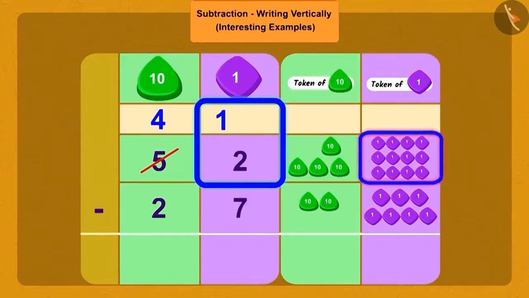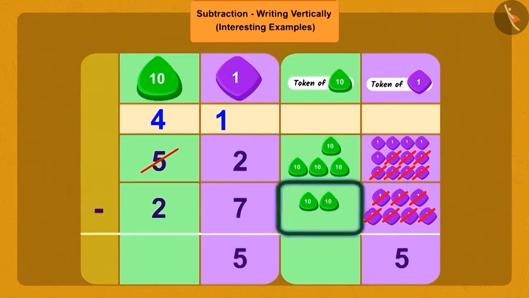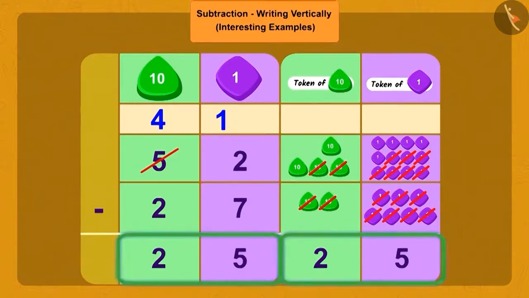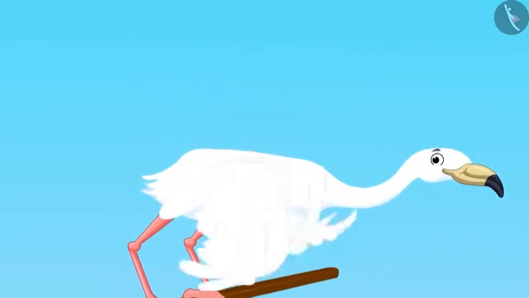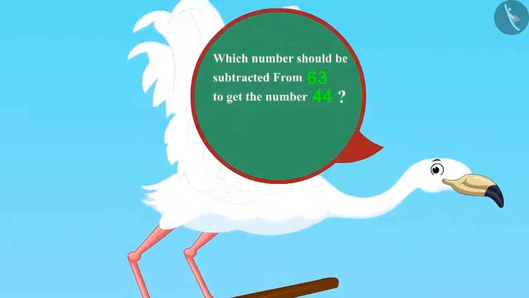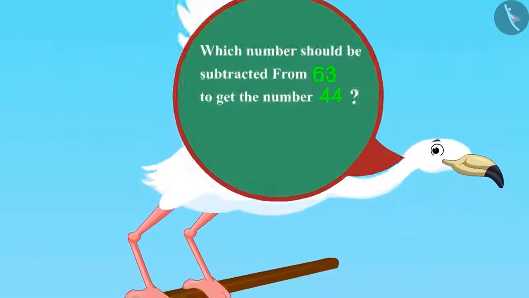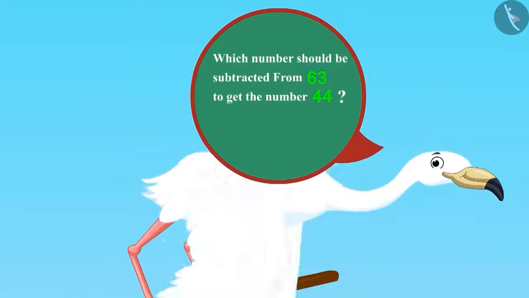12 ones. Now, subtracting 7 ones from 12 ones is 5 ones. And subtracting 2 tens from 4 tens is how many tens? 2 tens. So, how many more pages did Sher Khan read than Bhola? Absolutely correct. 25 pages. Just like you, the bird has also answered the puzzle correctly. Now, the first bird asked one last puzzle. What is the number I have to subtract from 63 to get 44?